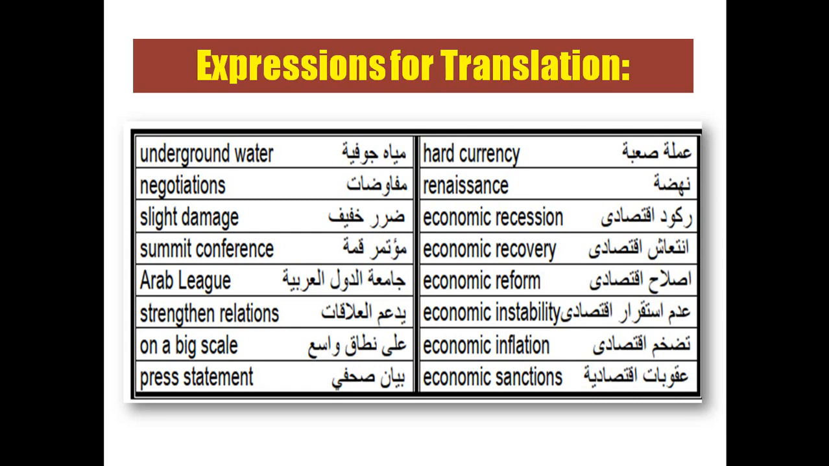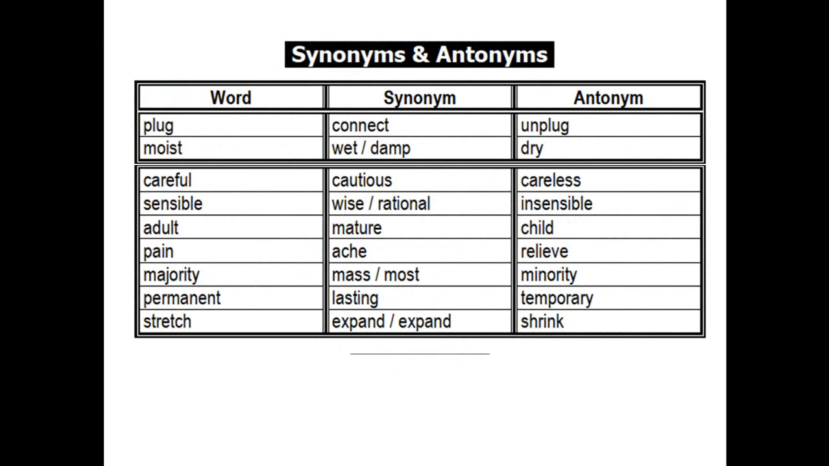Renaissance نهضة. Economic recession الركود الاقتصادي. Economic recovery انتعاش اقتصادي. Economic reform إصلاح اقتصادي, like what's happening in Egypt nowadays. Economic instability عدم استقرار اقتصادي. Of course stable means مستقر. Instability عدم الاستقرار. Stability الاستقرار. Economic inflation التضخم الاقتصادي. This means that prices are getting higher and higher. Economic sanctions. Sanctions of course means punishments, عقوبات. Economic sanctions, عقوبات اقتصادية. Alright, now we come to some synonyms and antonyms.